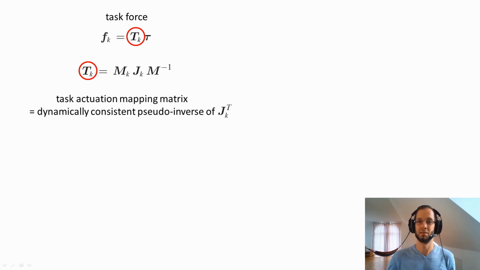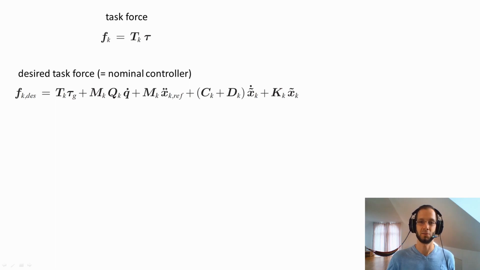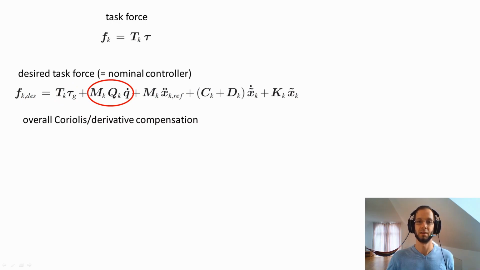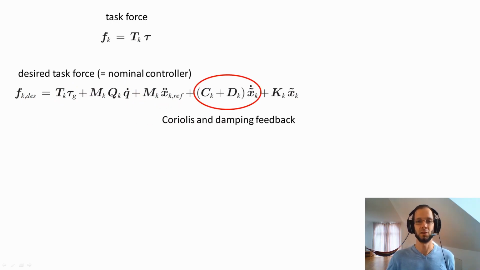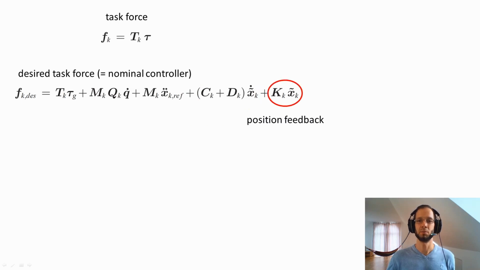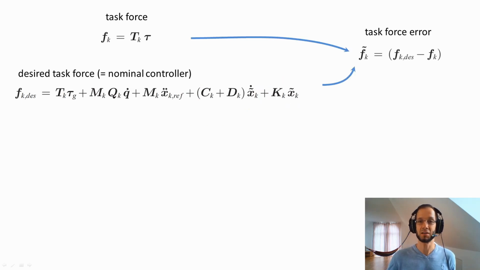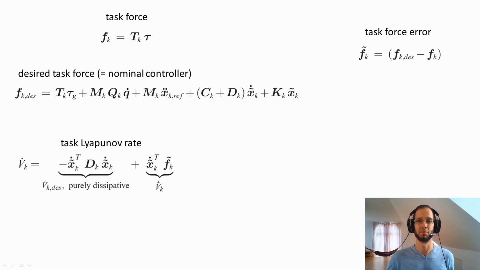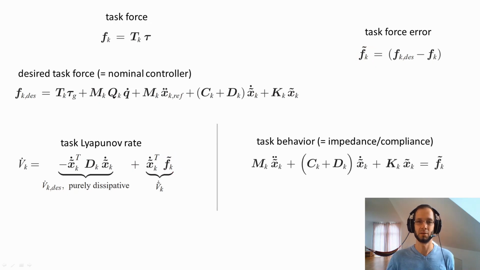Next, we define the desired task force, which consists of a gravity compensation term, an overall Coriolis and derivative compensation term, an acceleration feed forward, a Coriolis and damping feedback term, and a position feedback. Subtracting the actual task force from the desired one, we get the task force error F tilde k. Now, in light of this task force error, we get a task Lyapunov rate which is purely dissipative if F tilde k is 0. Similarly, the task behavior becomes PD+-like if F tilde k is 0.